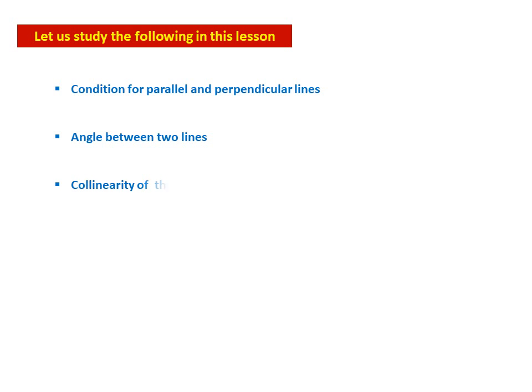Now, in this lesson, let us study three important concepts. First, condition for parallel and perpendicular lines. Second, angle between two lines. And the third one, collinearity of 3 points. That means when 3 points are collinear, that means when they lie on the same line, what happens? So these are the three important concepts we are studying.